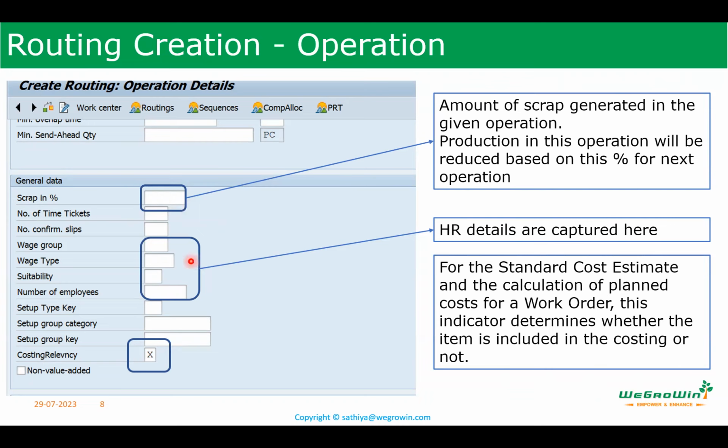And some HR related details, if you want to capture, you can capture here. But we are not creating any HR details here because that has to be done along with some HR transactions. We are not doing it, but that is an option. And also, in BOM we saw that for each material there is a costing relevancy. In routing also, we have the costing relevancy for the particular operation. These are all the options. The standard cost estimate and the calculation of planned cost based on the work orders, this determines whether the item is relevant for costing or not. So if this particular operation has to be part of costing, it should have this costing relevancy.